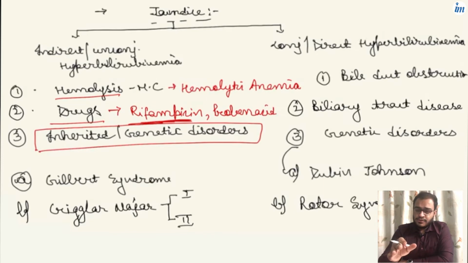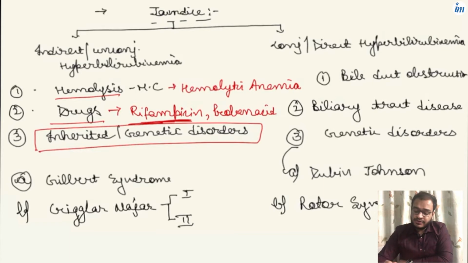So I was telling you about the causes of jaundice. Friends, if there is an increase in the level of unconjugated bilirubin, the first cause to remember is hemolysis. Second, think about drugs. Third, we'll see the inherited disorders, or inherited hyperbilirubinemia disorders.